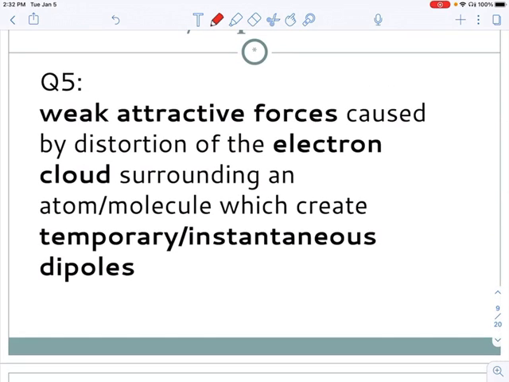So what is a dispersion force? A dispersion force is a weak attractive force that is caused by a distortion of the electron cloud surrounding an atom or molecule, which creates what we call a temporary or an instantaneous dipole. And there's a lot in here, so we're going to be unpacking this definition in the coming slides. But a key thing to realize already is that these dipoles are instantaneous. They exist for fractions of a second, which is why these dispersion forces are very weak. They are our weakest intermolecular force.